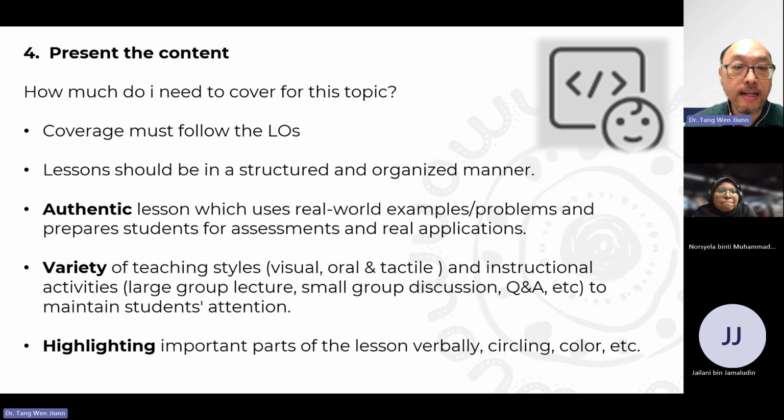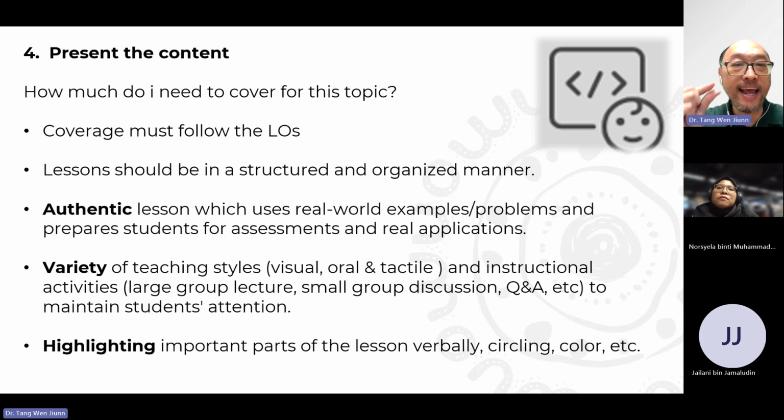For lessons, we have these three things here: authentic, variety, and highlighting. Authentic means we use as many real life examples as possible in the lesson. Variety refers to the teaching style, the activities, and the tools we use to make the lesson engaging: audio, video, hands-on work, discussions.